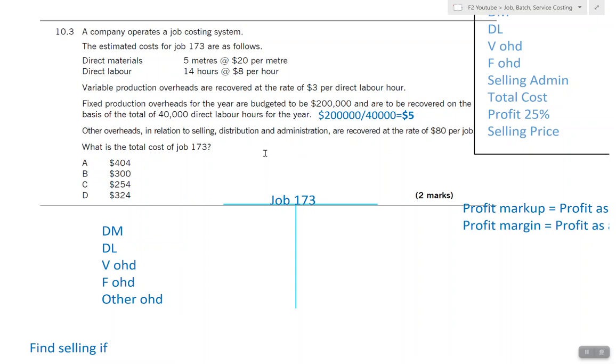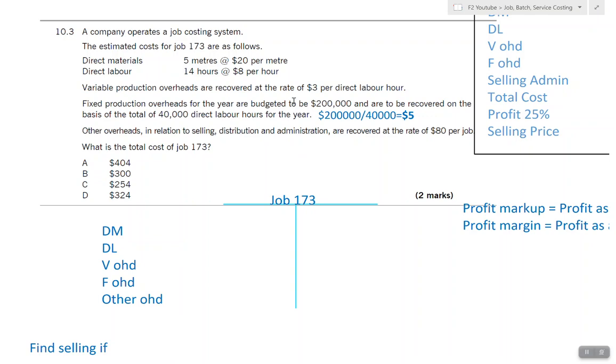Okay, so we have a question. The requirement is: what is the total cost of job number 173? A company operates a job costing system. The estimated costs for job 173 are as follows. We have material cost of 5 meters at 20 per meter. We have labor of 14 hours at 8 per hour. We have variable production overheads recovered at the rate of 3 per hour. Recovered and absorbed mean the same thing. So it simply means that we have an overhead absorption rate of 3 per direct labor hour.